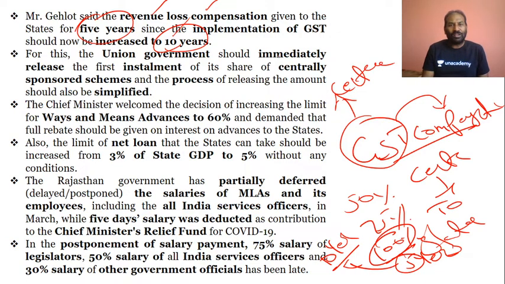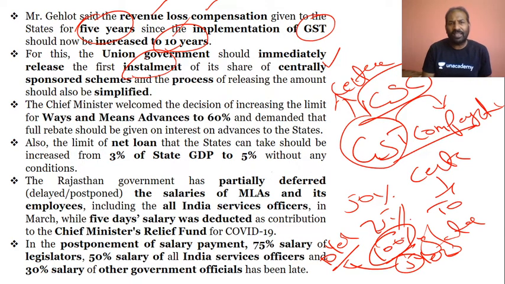And for this, the union government should immediately release the first installment. He is not only talking about GST, he is talking about centrally sponsored schemes, CSS, also. He is saying that there should be a release of the first installment because they are not having money.